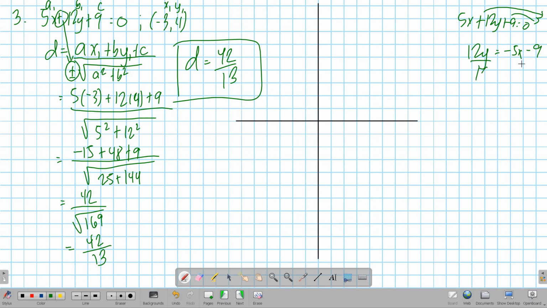Therefore, we divide now both sides by 12. Therefore, we're going to have y is equal to -5x minus 9 over 12. Let's separate, so we're going to have y is equal to -5 over 12 x minus 3/4. So we're going to have a y-intercept of -3/4. So if this is 1, our 3/4 is here. Let's assume that that is the point -3/4. And from there, we would have to compute a slope of -5 over 12.